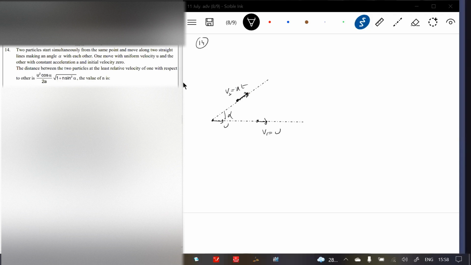We'll calculate the velocity of 1 with respect to 2. We'll differentiate that with respect to time, then we'll get that time. That I'll come and substitute in, what is the velocity of 1? I think the vector sum, shall we go for it?